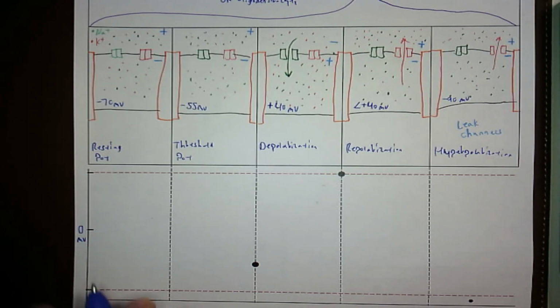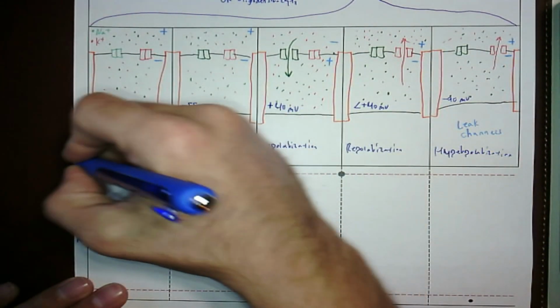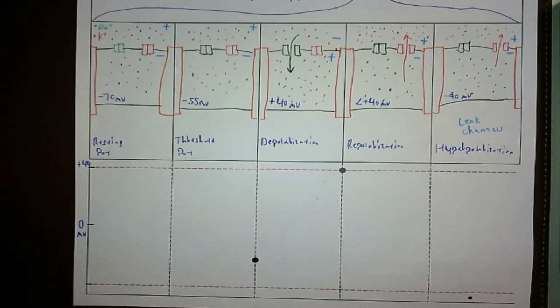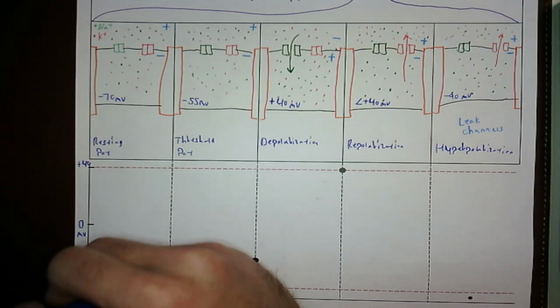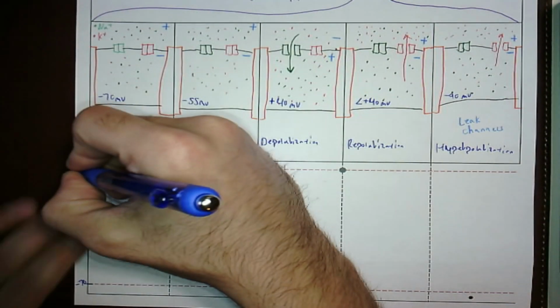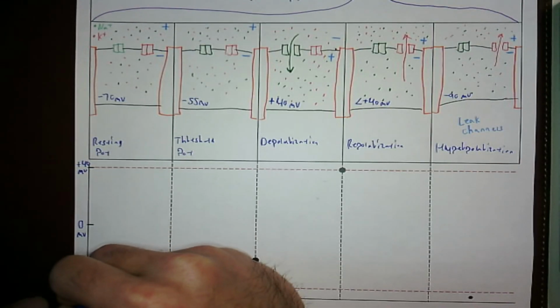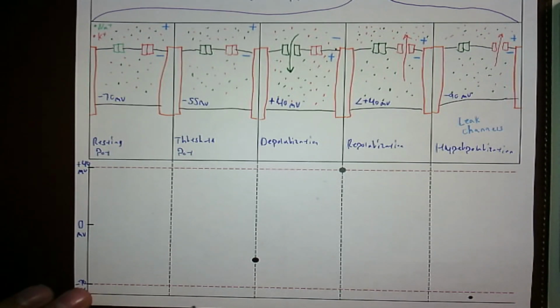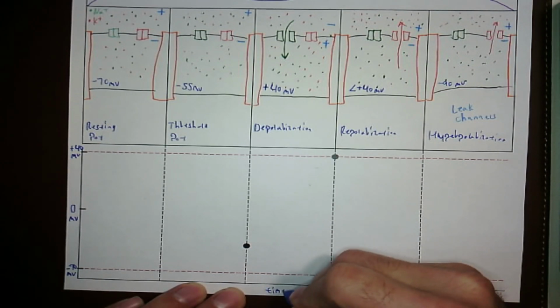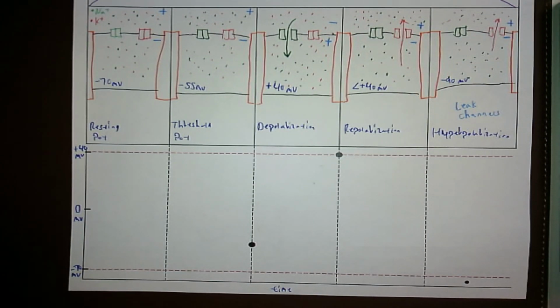We're going to call this top red dashed line positive 40 millivolts. Some might put down positive 35. And this one down here is going to represent negative 70 millivolts. So again, these are all millivolts on our y-axis. And then this here is going to be time. You could put time units if you wanted to, but I'm not going to put any real units. Okay, so let's draw this out over time.